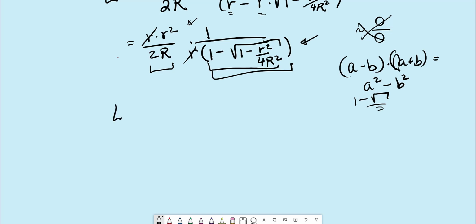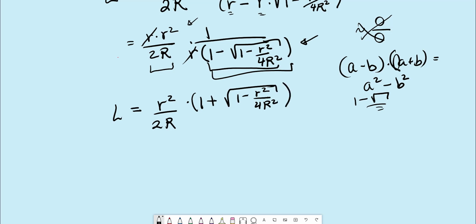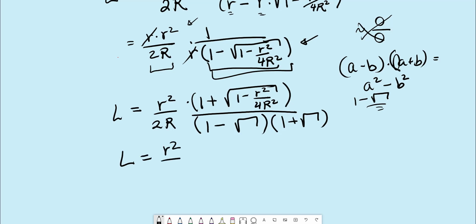So let's do that. We'll write L equals lowercase r squared divided by 2R. Now we're going to multiply the numerator by 1 plus the square root of 1 minus r squared divided by 4 uppercase R squared. We'll divide this by 1 minus the square root, I'm not going to write what's inside because we're going to simplify this further, times 1 plus the square root, right? And we know what's inside the square root. Okay, and when we multiply the 1 minus and the 1 plus, we reach something that is a little simpler.